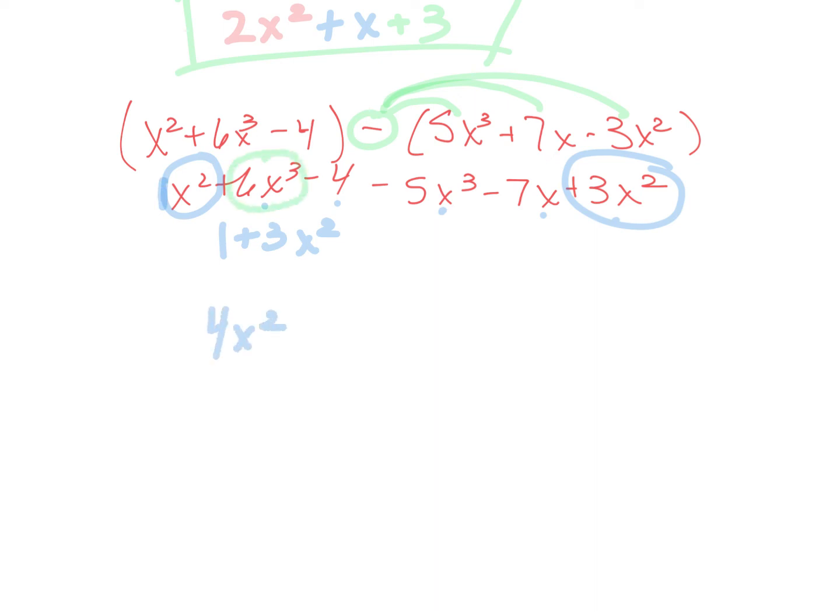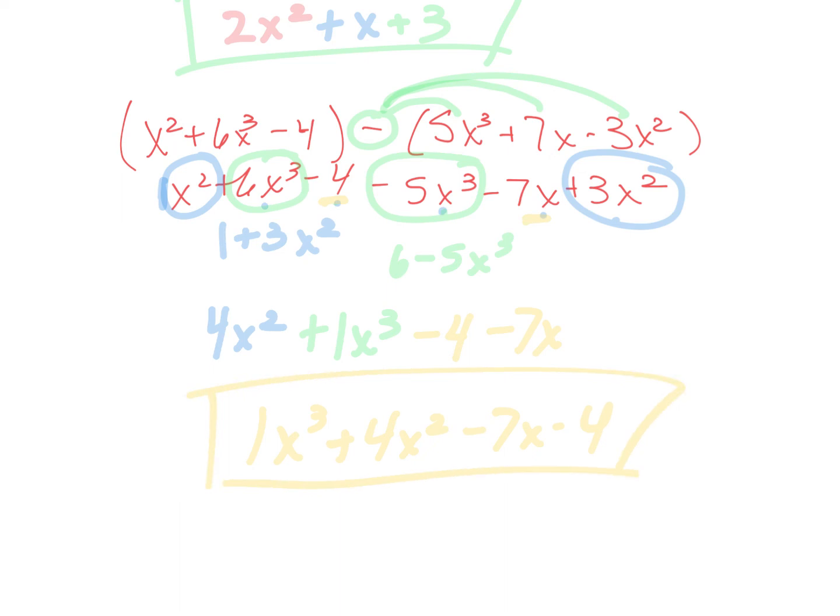Now I have a 6x to the power of 3. I'm going to go down my list. I have a negative 5x to the power of 3. So I have 6 minus 5x to the power of 3, so we have plus 1x to the power of 3. You don't really need the 1, but if you want it there, that's fine. Then I have a -4. I can't combine it with that 7x, so I'm going to leave my -4 and minus 7x. I'm going to put this in standard form. So we have 1x to the power of 3 plus 4x squared minus 7x minus 4. And that is your answer.